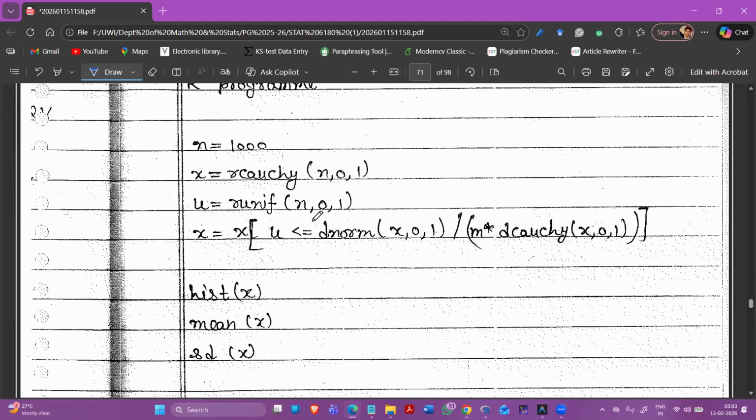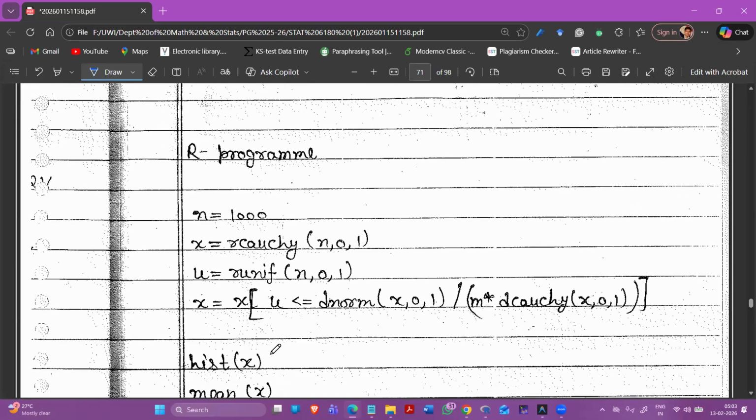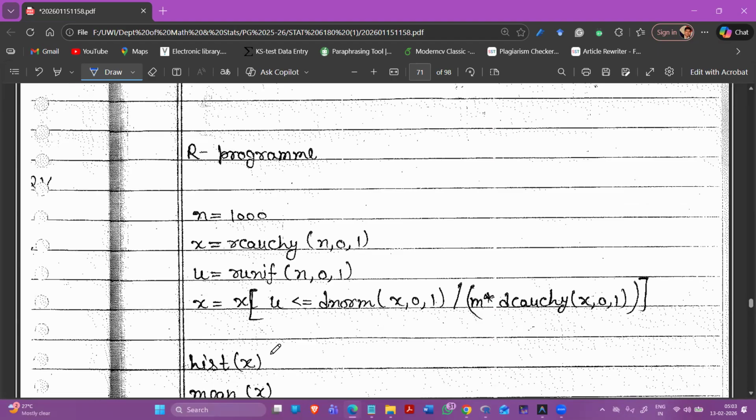Okay, m into d Cauchy x 0 comma 1. Okay, and then you find out the histogram and mean and standard deviation. Okay, that is the code for your standard Cauchy distribution and standard normal distribution.